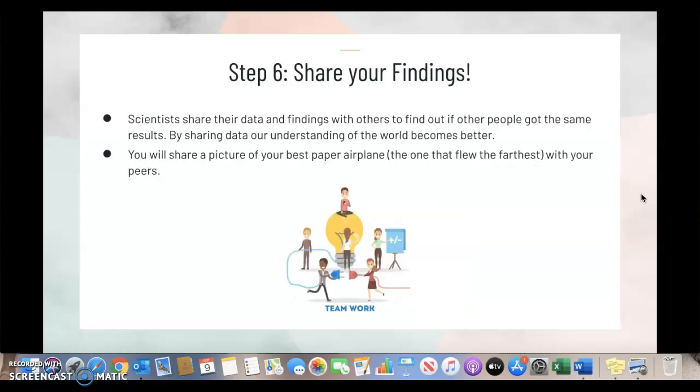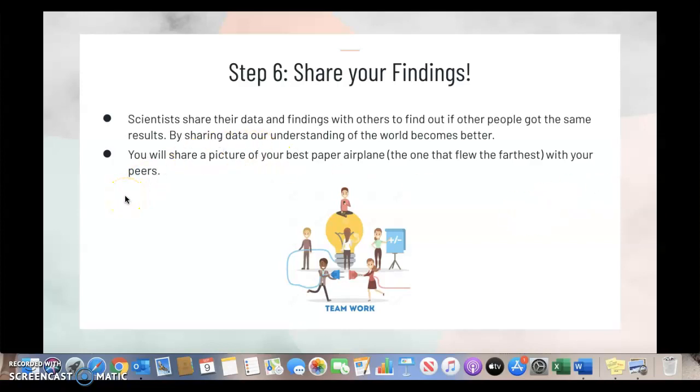From there, we want you to share your findings, right? We don't just want to keep all that knowledge to ourselves. We want others to learn about it too. So since we can't be in the classroom and actually see each other do it, you're going to upload a picture, whether that be your own picture or the picture from the website, of the plane that flew the farthest for you. Then you can look at everyone's pictures, see if there's any similarities, or see what other designs everyone else did, so we can still share our findings and see how everyone else did.